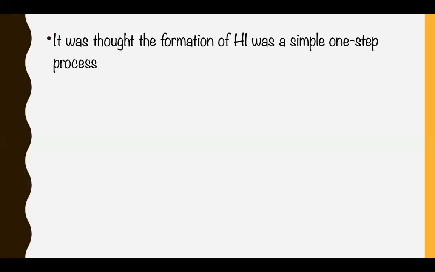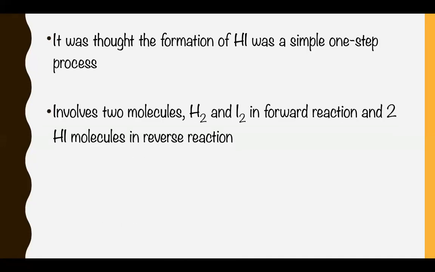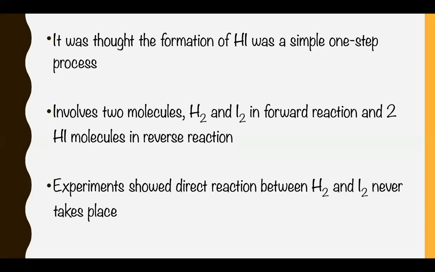Now, it was thought that the formation of hydrogen iodide was a simple one-step process. It involves two molecules, H2 and I2, in a forward reaction and two HI molecules in the reverse reaction. But experiments showed that there's never a direct interaction between H2 and I2. So the original thought of the reaction mechanism for this reaction is not correct. And by the way, the only way you can determine a reaction mechanism is through experiments.